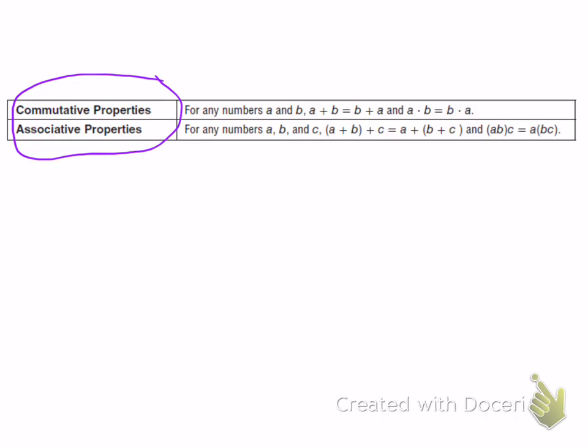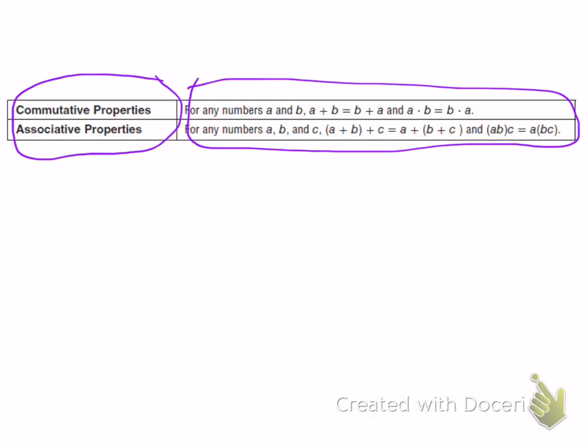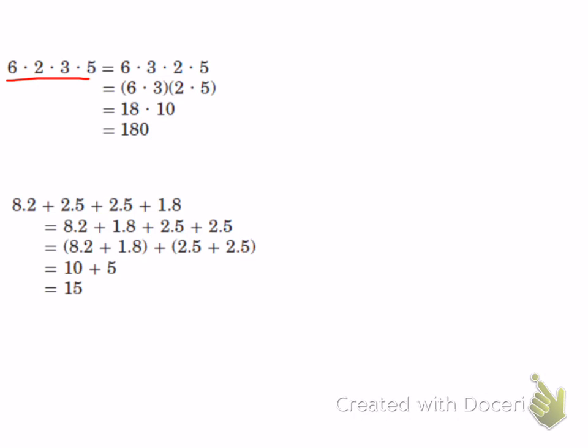For our next set of instructions, we're going to look at the commutative and associative properties, and on the right hand side you see the algebraic representations of them. Hopefully you've looked at these ahead of time. For our first problem, we have a multiplication on the left, and we want to see how it changes to the right.